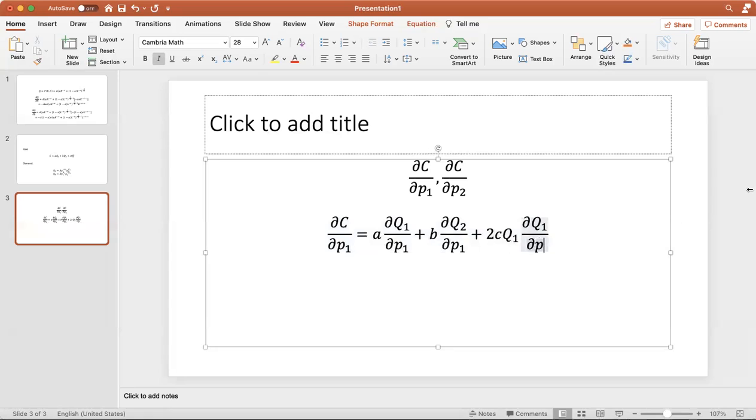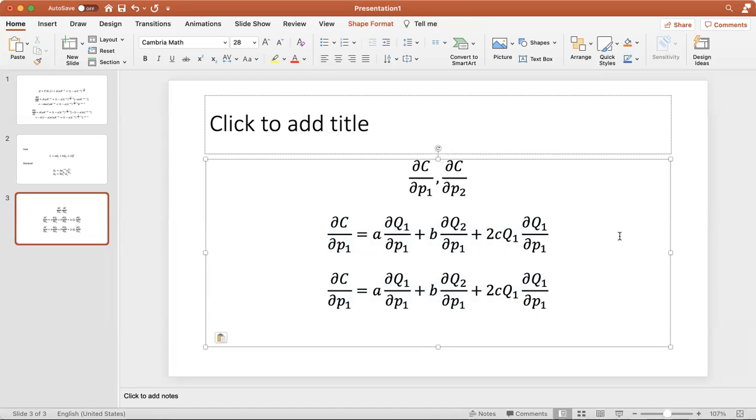And you just have to copy this for P2. We'll just have to change the indices. So you have P2 here, so you have partial of P2, partial of P2, and another partial of P2.